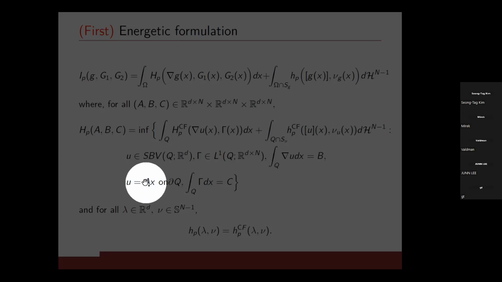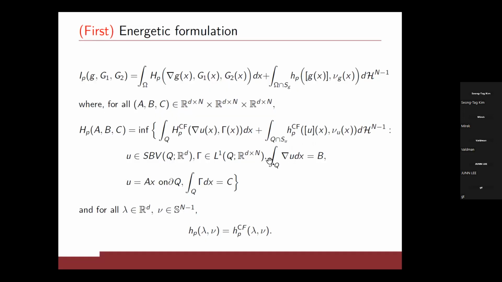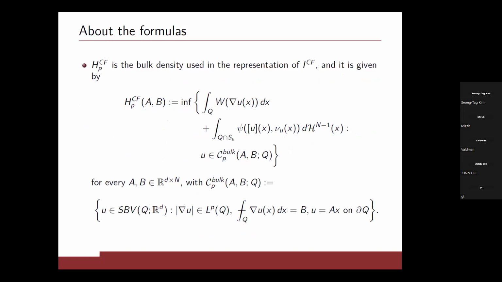So you require that you are minimizing over all the fields u in SBV of omega, such that they have their affine boundary datum on the unit cube Q, and their average is indeed your constant B. The other important observation is that for the case p bigger than 1, the surface energy density coincides with the one by Choksi-Fonseca. So morally, no other operation is indeed necessary.